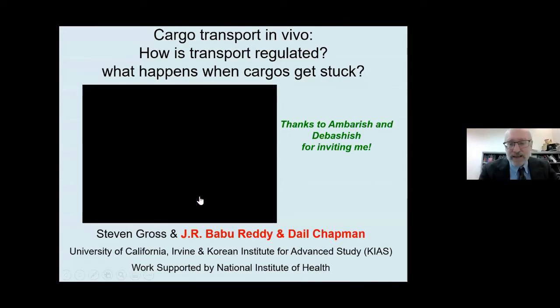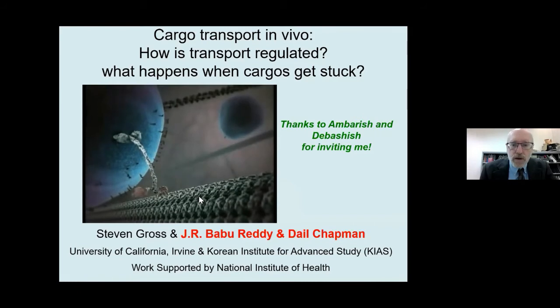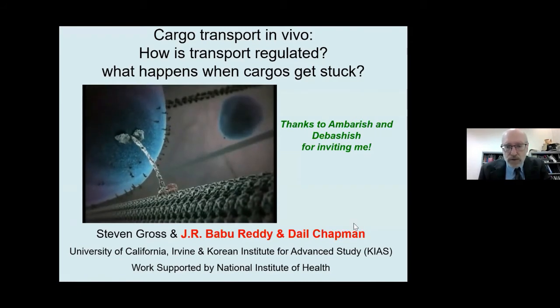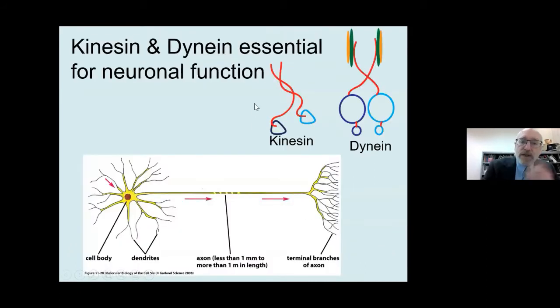One is that it's teams of motors, and we'll talk more about how we know that in a little bit. Microtubules are not clean, and there are lots of impediments to motion. And so as we start to think about how transport works, we have to start to deal with various aspects of the complexity.